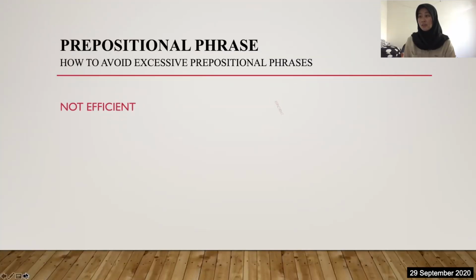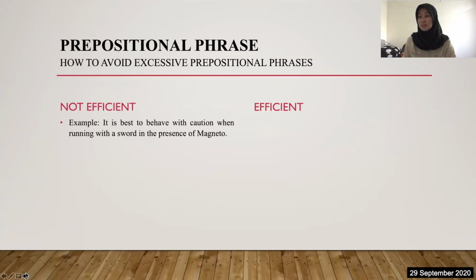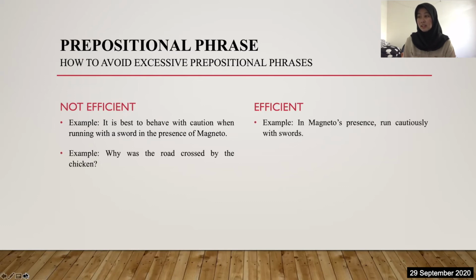Next is how to avoid excessive prepositional phrases. Not efficient, for example: it's best to behave with caution when running with a sword in the presence of Magneto. The efficient sentence is: in Magneto's presence, run cautiously with swords. Another example is: why was the road crossed by the chicken? The efficient one is: why did the chicken cross the road?